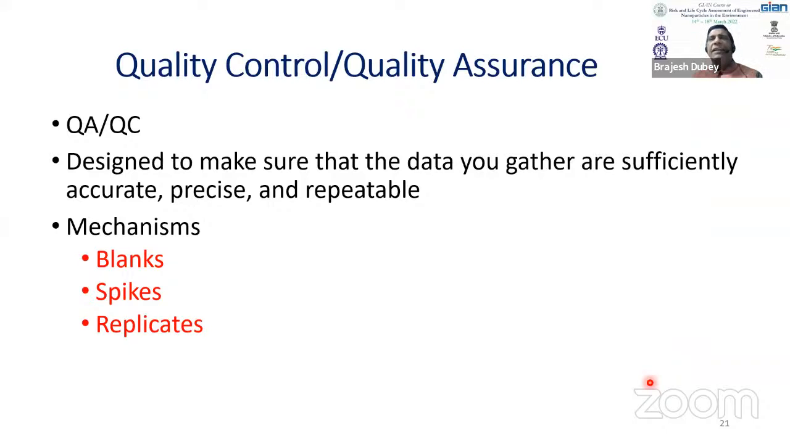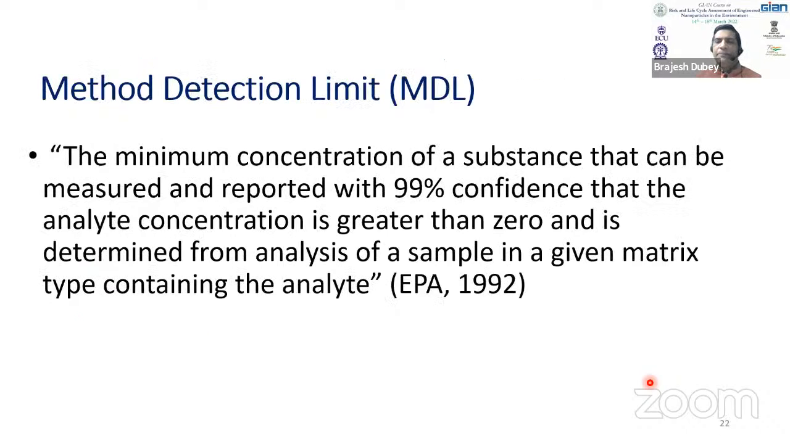Whenever we go for these analyses, you have to do quality assurance and quality control, in terms of making sure the data is correct and reliable. We look at some blanks for any contamination happening in the lab, some spikes, some replicates, to make sure the instrument is working properly. So we do all those kinds of things.